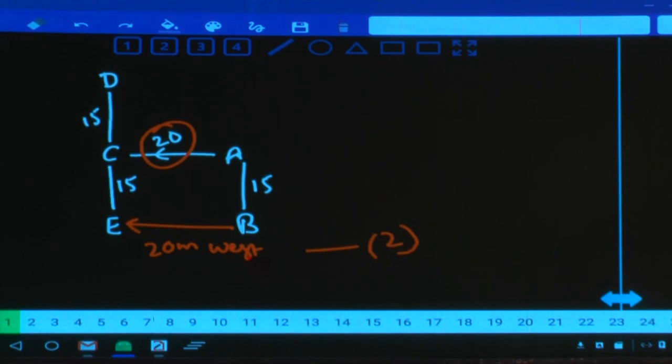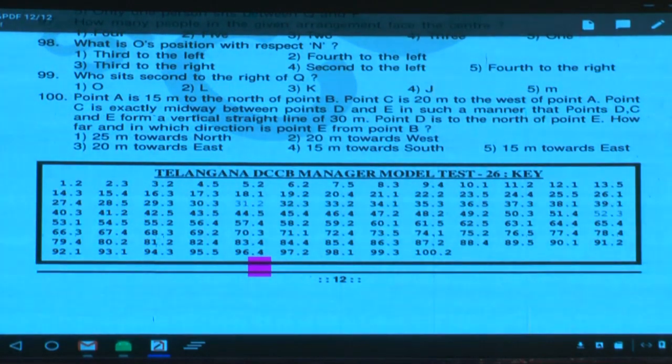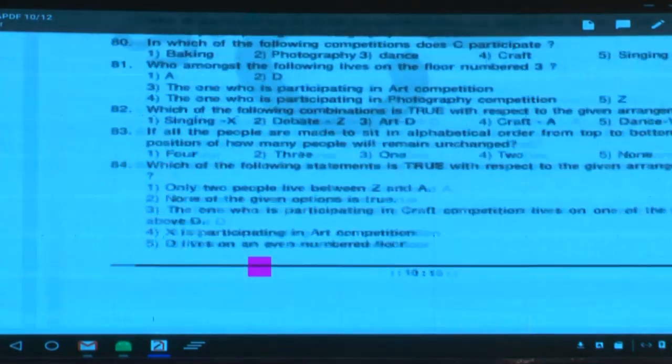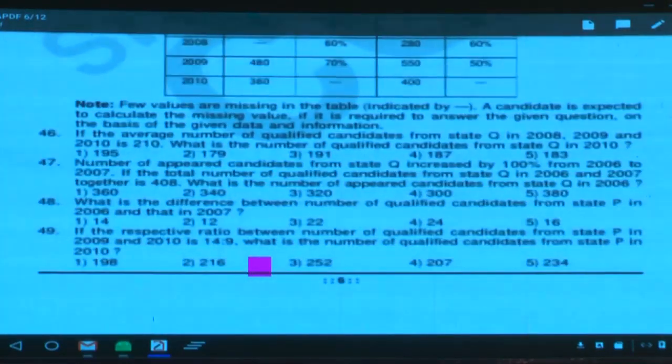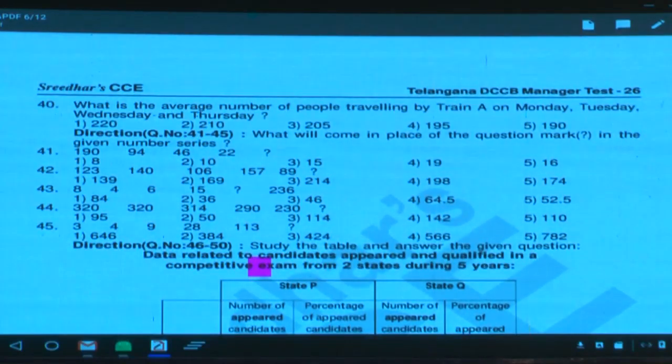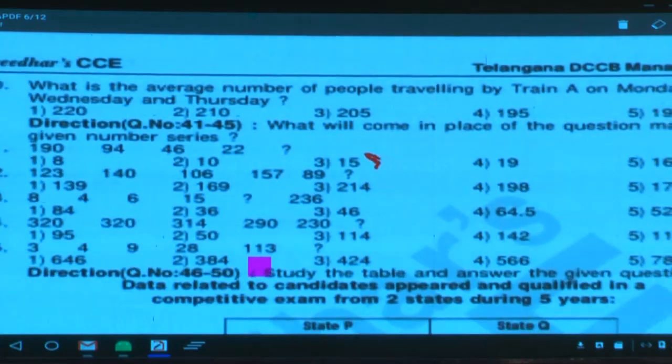Question number 100, choice 2 is the answer. Done with this? Then, number series, question numbers 41 to 45. Now, question number 41, if you observe here.